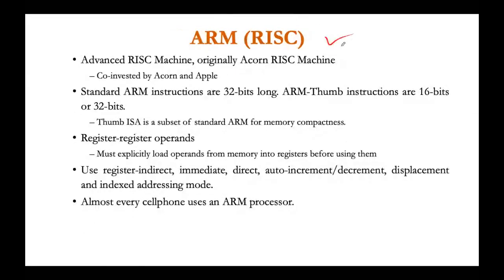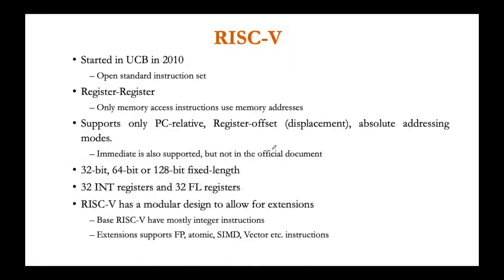Another processor is ARM. ARM also uses register to register operands only, and it supports register indirect, immediate, direct, and auto increment and decrement displacement addressing modes. Similarly, RISC-V also supports register to register operations only. Only memory access instructions use the memory addresses, and it supports PC relative and register offset, that is displacement, and absolute addressing modes.